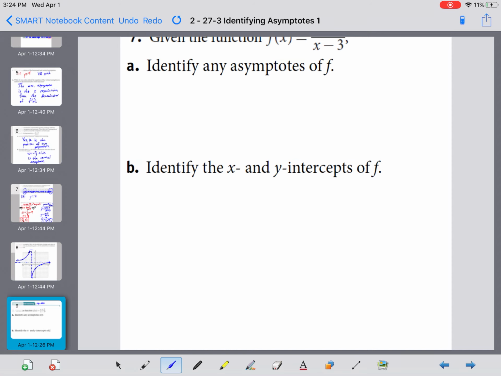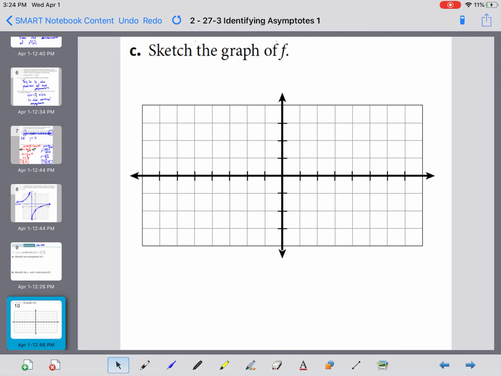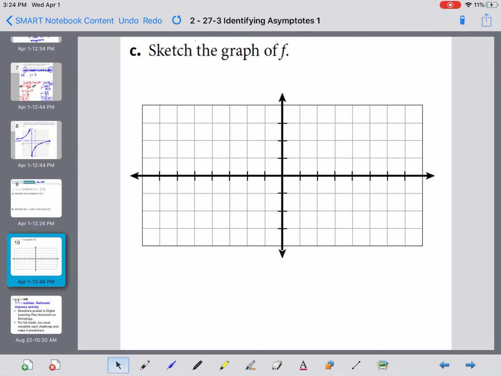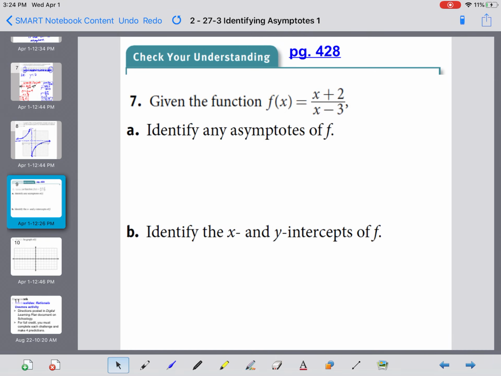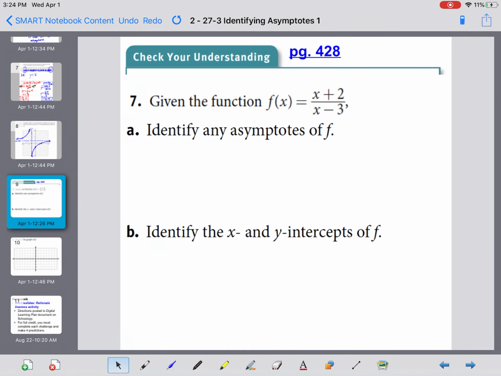Okay, that's it. So here's what I think we should do now. Let's pause the video. This is on page 428. There's an example, check your understanding number 7. So we're going to answer some questions. We're going to sketch a graph. You can use the graph right above there just for number 6 because we're not going to do that right now. But pause the video, see if you can identify the asymptotes for this guy, the x and y intercepts, and then sketch a quick graph.